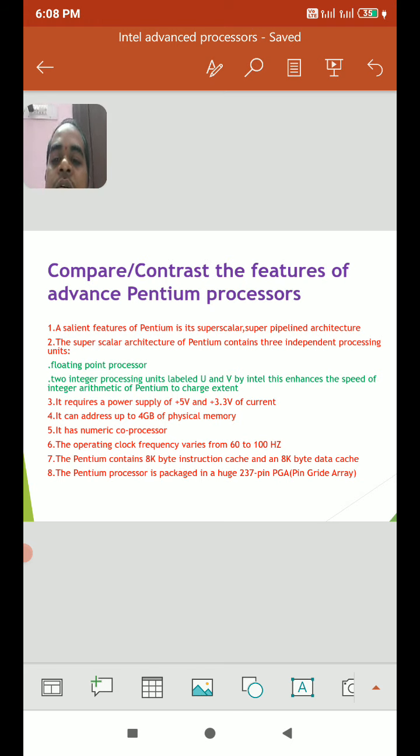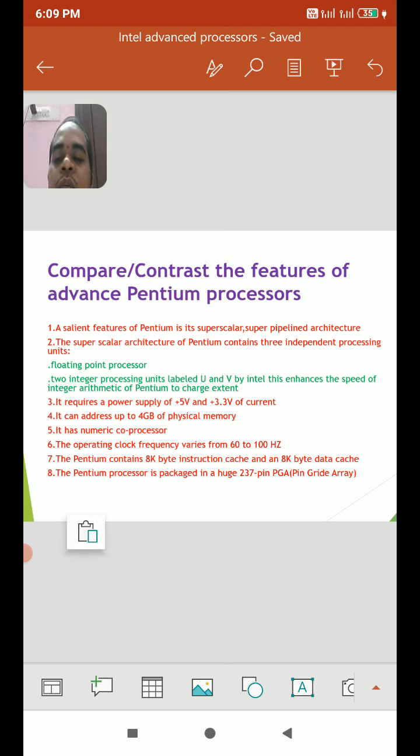So already we know that it requires a power supply of 5 volts and 3.3 volts of current. It can address up to 4 GB of physical memory. So how are we calculating the physical memory here? Based on the address lines. Already we know that the Pentium microprocessor is a 64-bit microprocessor, so it has a 64-bit data bus, and that's why 4 GB of physical memory can be calculated.